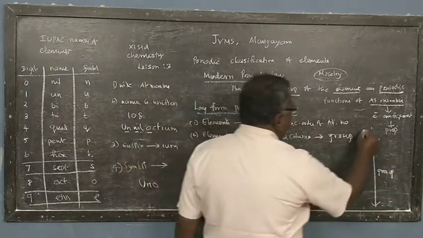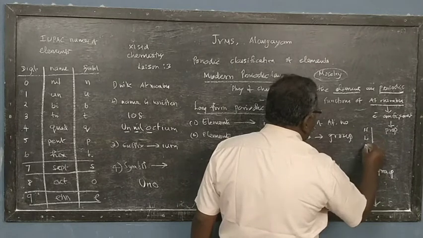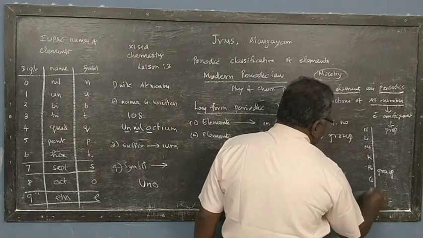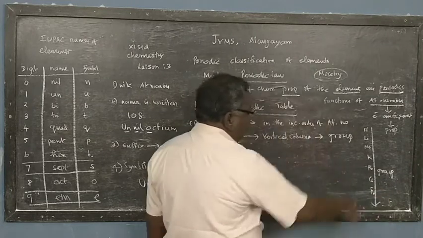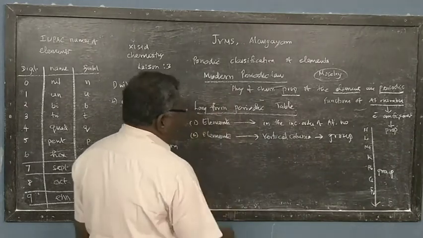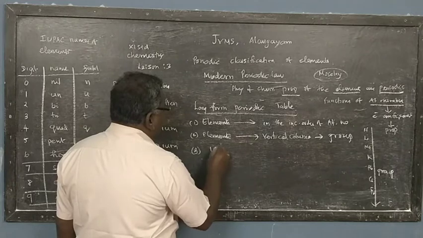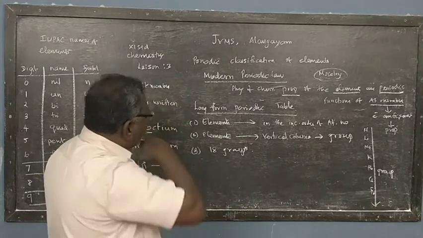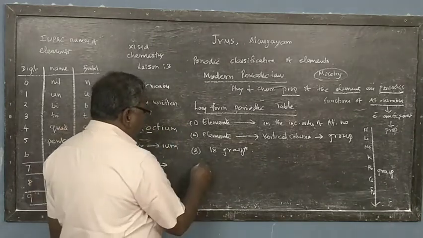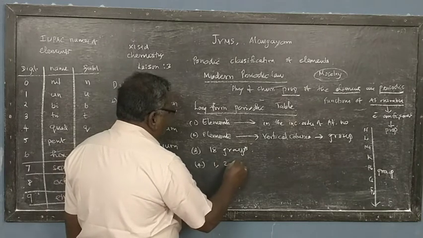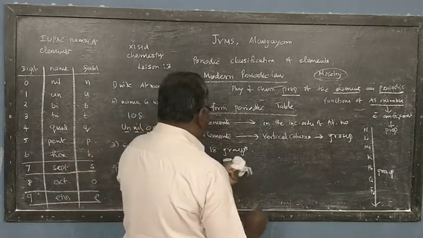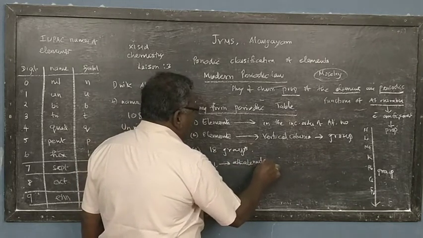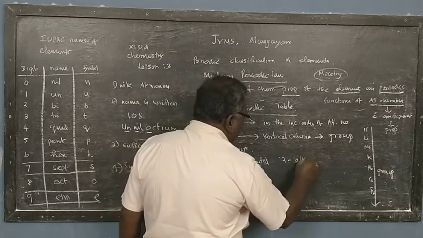For example, the first group is hydrogen, lithium, sodium, potassium, rubidium, cesium, and then francium. So this is the first group, right? And there are 18 groups in the periodic table. Out of these 18 groups, the first and second group elements: the first group elements are called alkali metals. Second group elements are called alkaline earth metals.